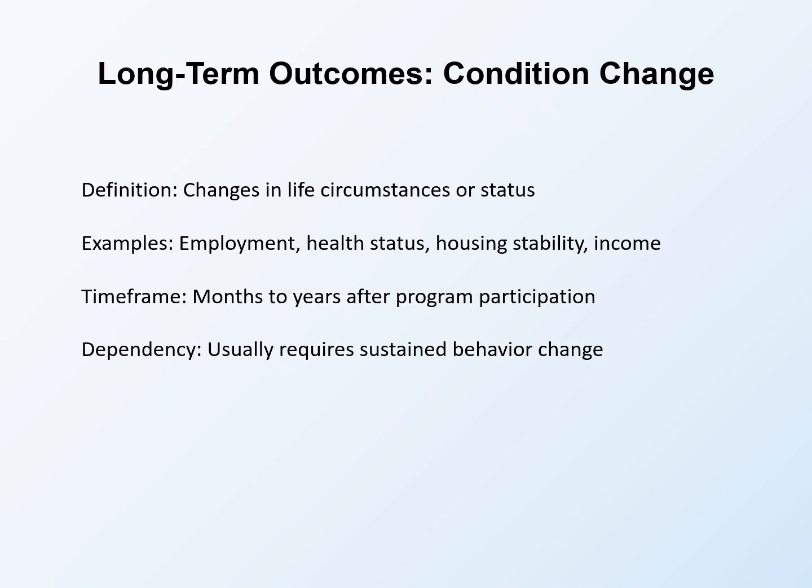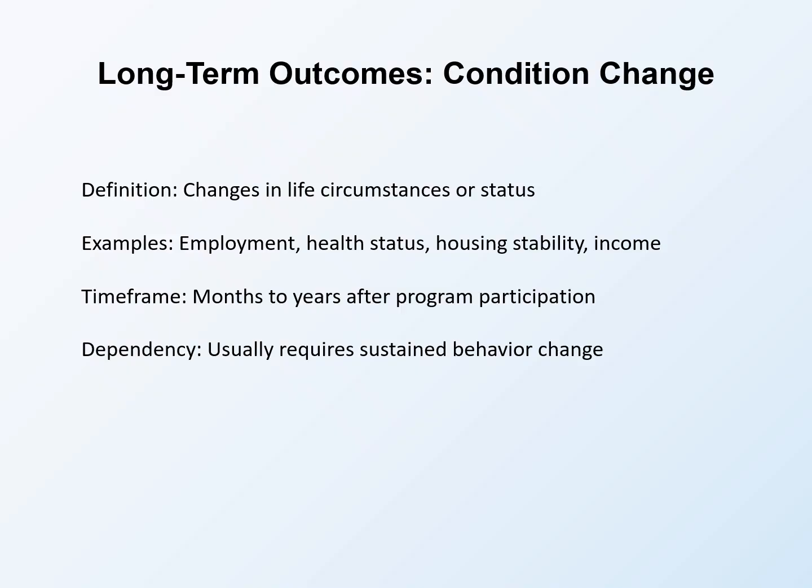Long-term outcomes focus on condition change. The definition is changes in life circumstances or status. These represent the ultimate improvements in participant lives that justify program investment. Conditions improve when behaviors change and those changes persist. Examples include employment status improving from unemployed to employed, health status improving from uncontrolled diabetes to managed condition, housing stability improving from homeless to stably housed, and income level increasing above poverty threshold.